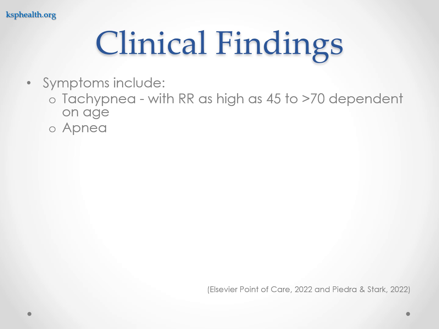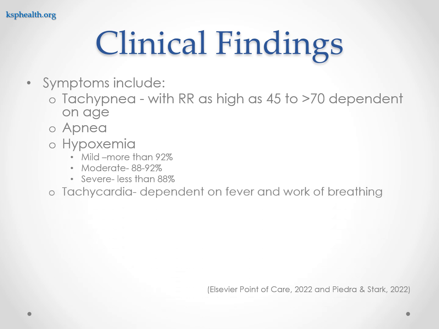Some children do have apnea, especially the neonates and those with a history of prematurity. They tend to have low saturation. Based on the saturation, they are subdivided into 3 categories: mild, moderate, and severe. If the saturation is more than 92, they fall in the category of mild. When the saturation is between 88 to 92, they fall in the category of moderate, and severe ones will have less than 88 on room air.